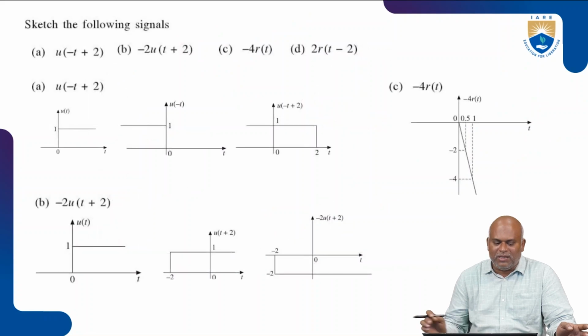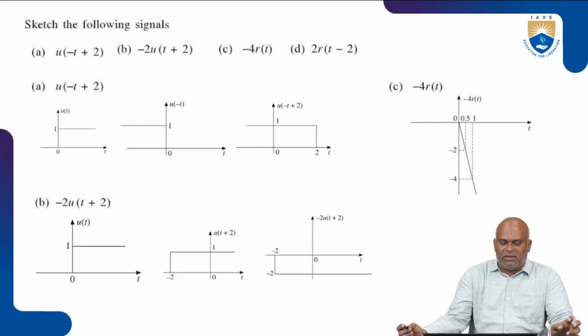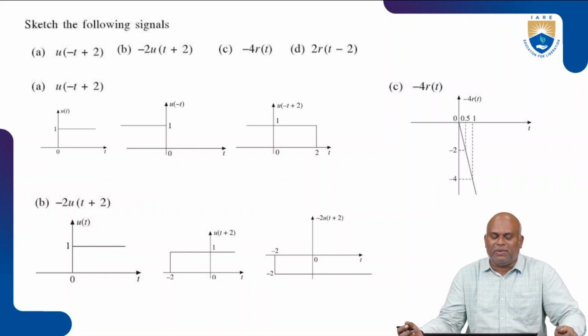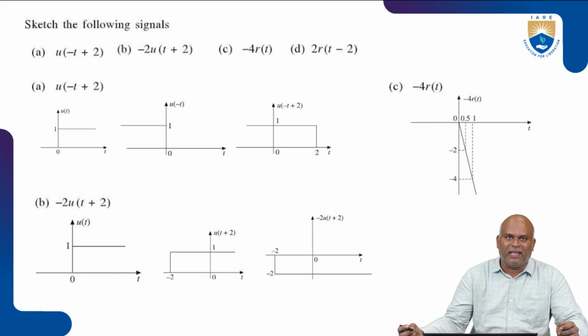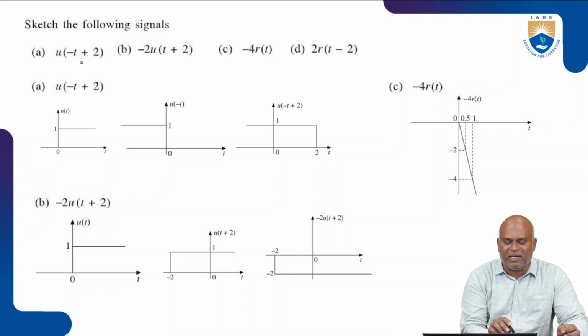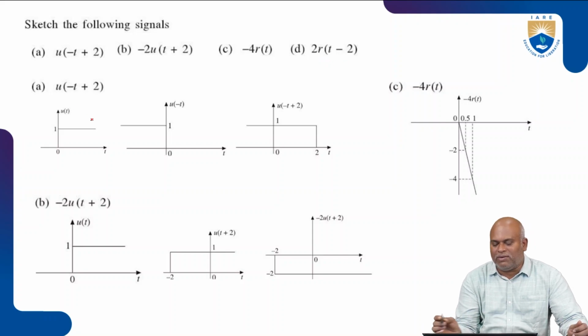Next operation for the signal, here I will take some examples, sketch the following signals. Here I will take u of t, u of minus t plus 2. Then another signal, d equal to 2 u of t plus 2, c minus 4 r of t, and d 2 r of t minus 2. Then I will go one by one.